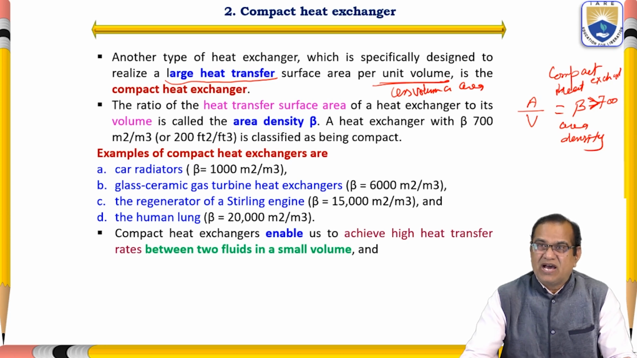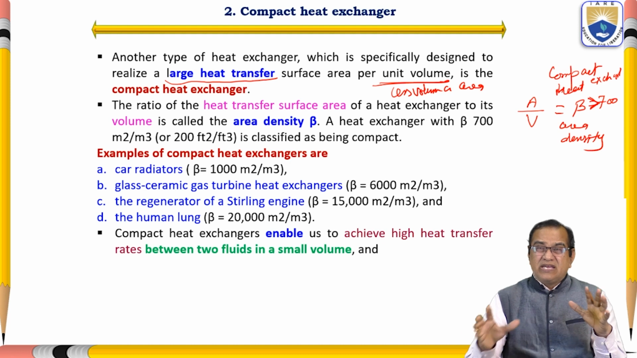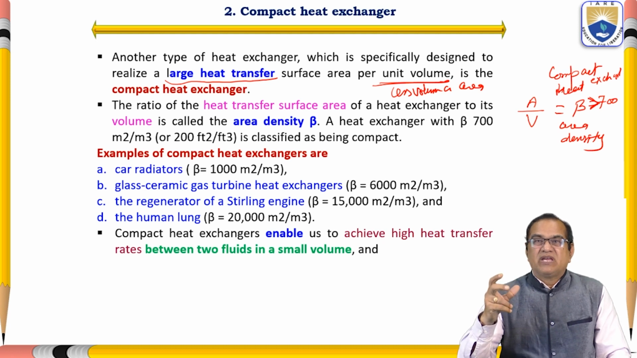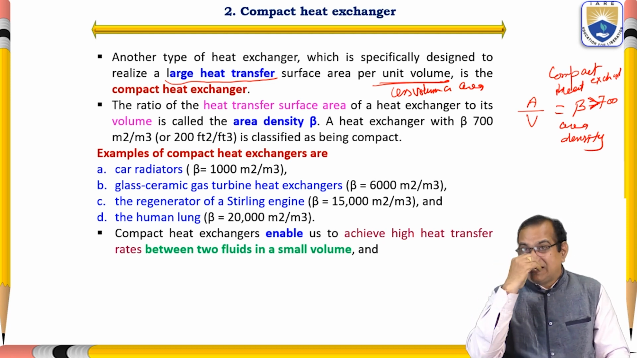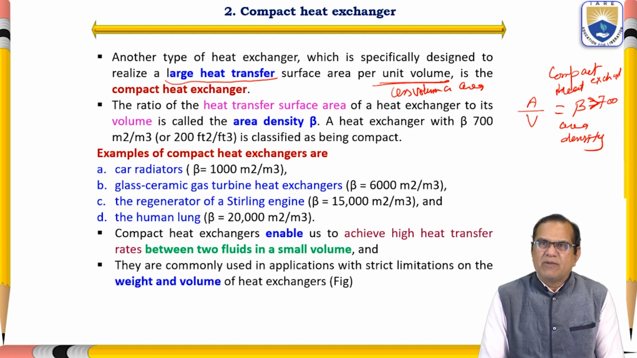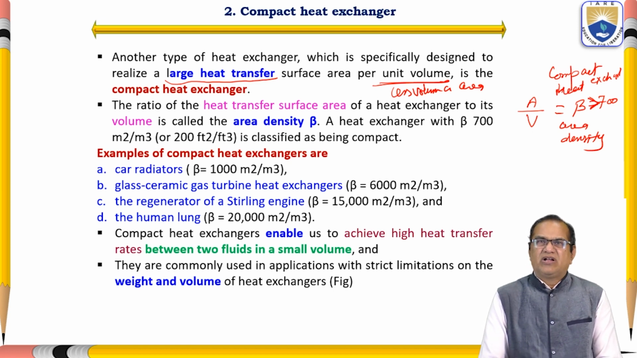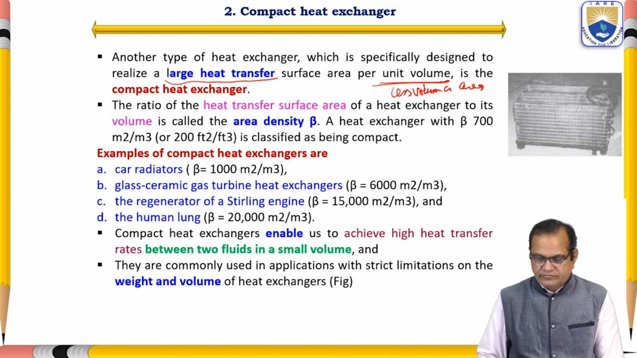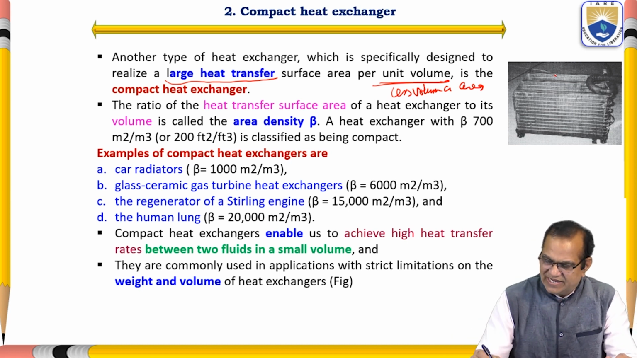Compact heat exchangers enable us to achieve high heat transfer rates between two fluids in a small volume. If it is compact, this number shows that a very high heat transfer rate between two fluids in a small volume we can transfer. That is the meaning of this number. They are commonly used in applications with strict limitations on the weight and the volume of the heat exchanger. So weight and volume of the heat exchanger we always have to consider, and there we have to use it. This you can see in the car.